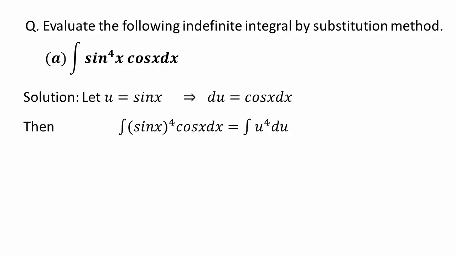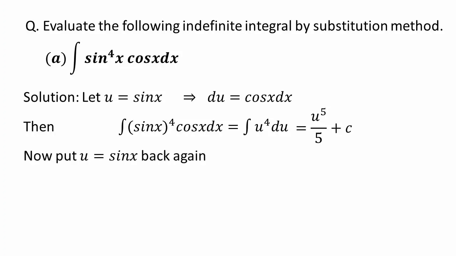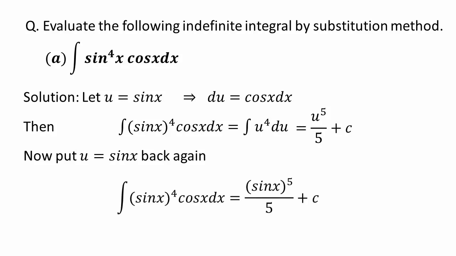Now by using the power rule, we can write u power 5 by 5 plus constant of integration c. Now again put u equal to sine x. So we get the result: integration of sine x power 4 cos x dx is equal to sine x power 5 by 5 plus constant of integration c.